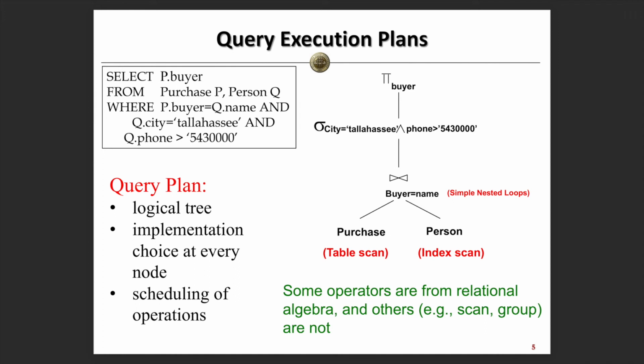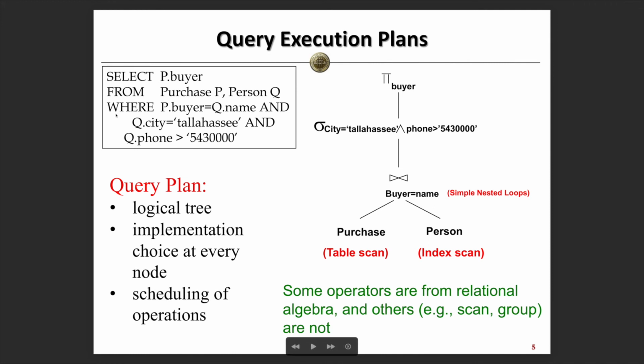Forming the query execution plan covers many different pieces of information. First of all, you need to cover the logical tree for processing the queries. So given the query inputs, we need to design a query tree or logical tree of the query, and also decide the implementation choice at every node inside this tree, and also the scheduling of the operations inside the tree. So what does this mean?